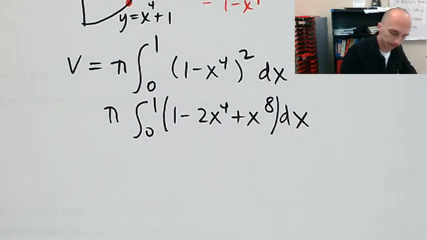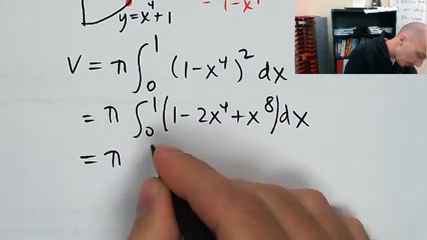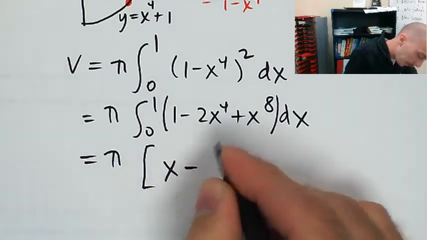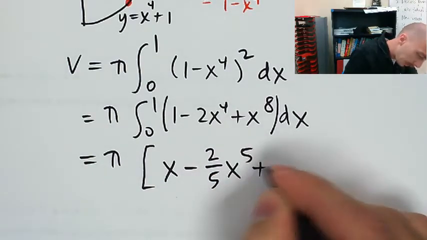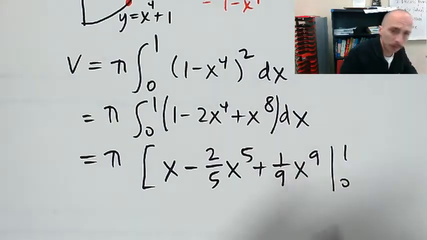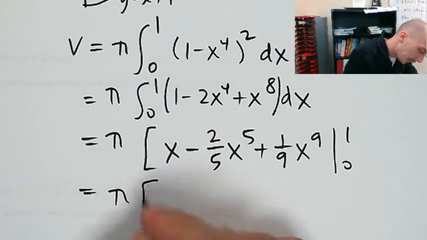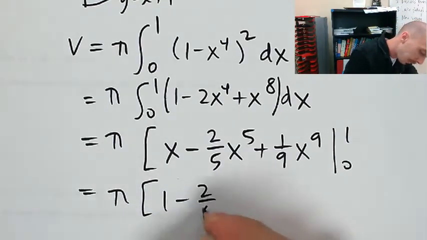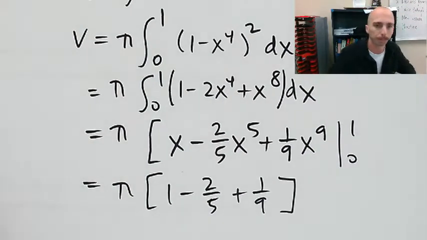And then I'm just going to take off on that. So pi times x minus 2/5 x to the 5th and 1/9 x to the 9th, x running from 0 to 1. This is rough. But I guess it's not that bad since it's 0 to 1. So it's pi times 1 minus 2/5 plus 1/9. And that'll be a safe place for us to stop.